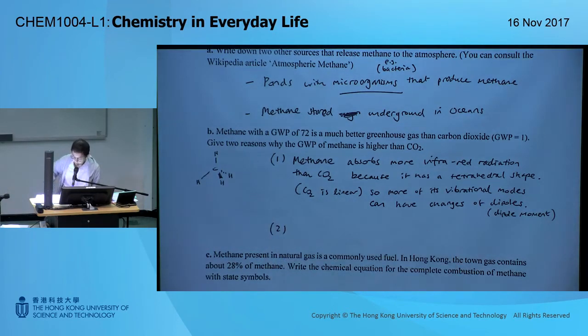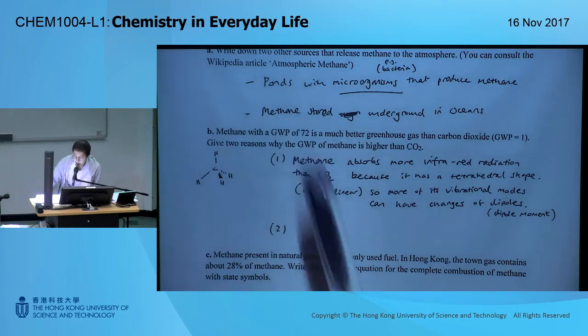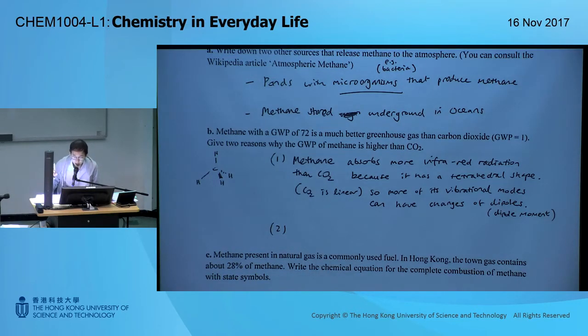So the second part is the second reason for it, because GWP doesn't just take into account the amount of radiation absorbed. Okay, that just tells us whether it's a good greenhouse gas or not. But global warming is also dependent on the lifetime of the gas, whether it stays around for a long time or whether it's removed quickly once it's formed. So compared with that, carbon dioxide can be removed quite quickly by what? By rainwater, because it dissolves in rainwater. Okay, and then you can wash it away.